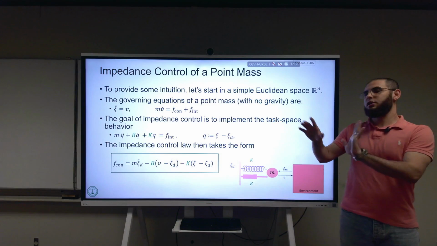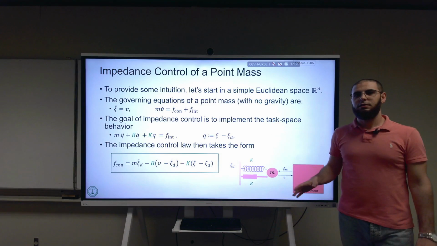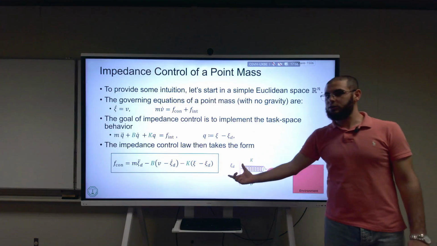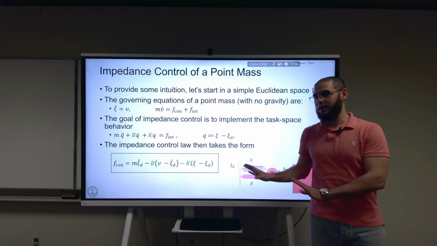The idea is very general. No, you have no idea. Okay? But at least for the point mass, this is how it looks like. And we'll come to that in the next slide.